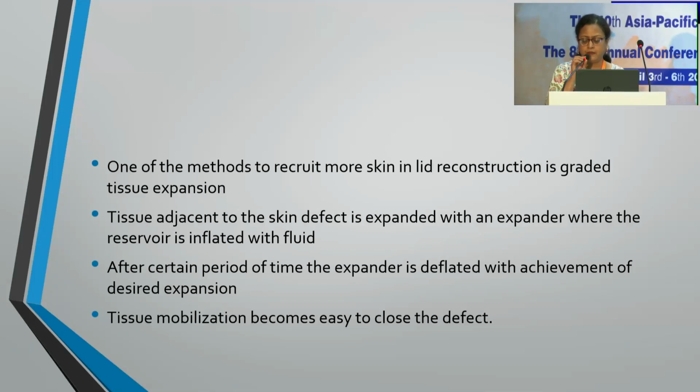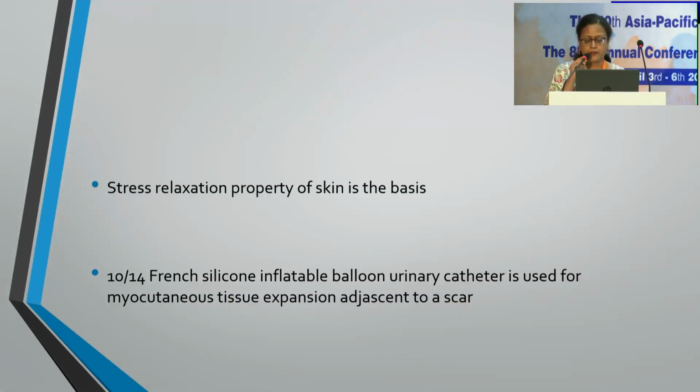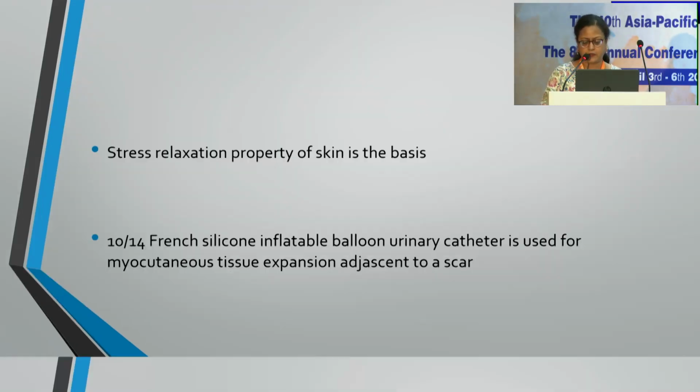Here, the number 10 French Foley's catheter is being used, and it's a cheaper item than the available normal tissue expander devices used in plastic surgery. In this method, tissue mobilization becomes very easy to close a defect. The stress relaxation property of the skin is the basis, as already described, and a 10 to 14 French silicone inflatable balloon urinary catheter is used for this myocutaneous tissue expansion adjacent to the scar.